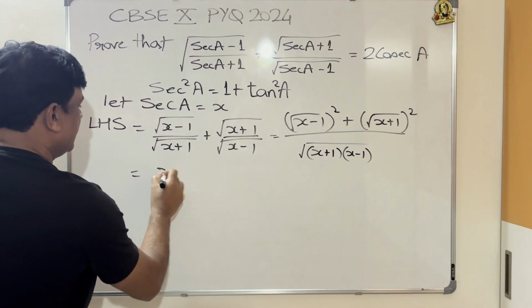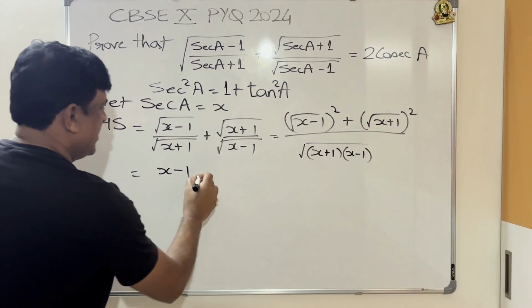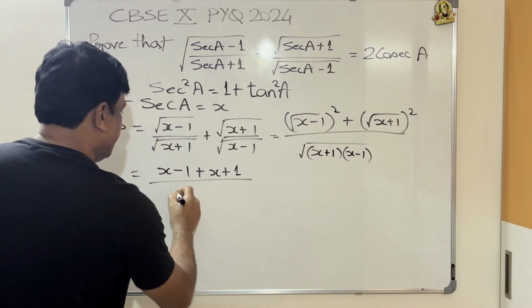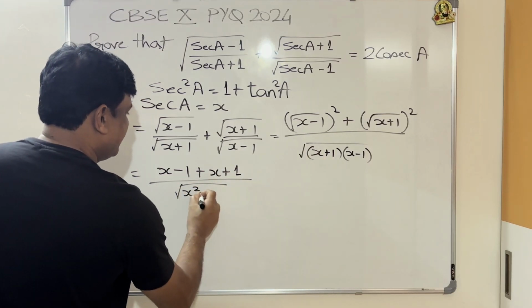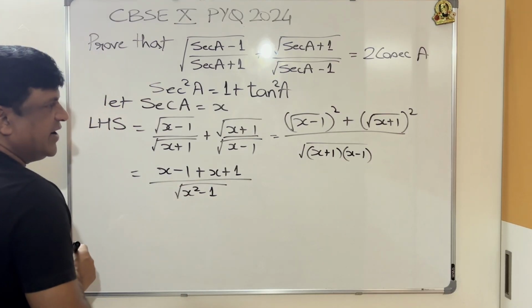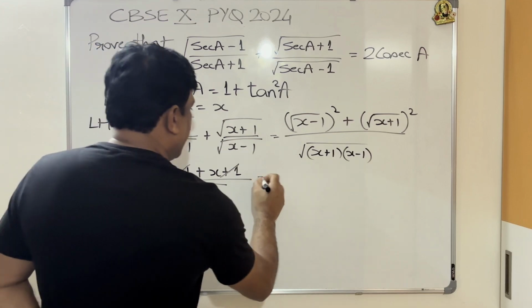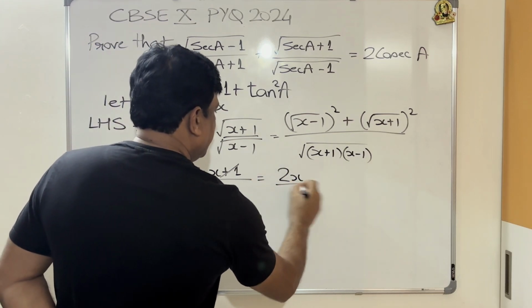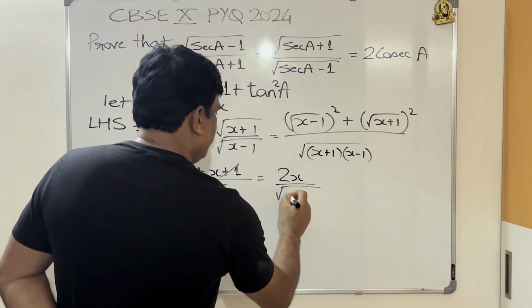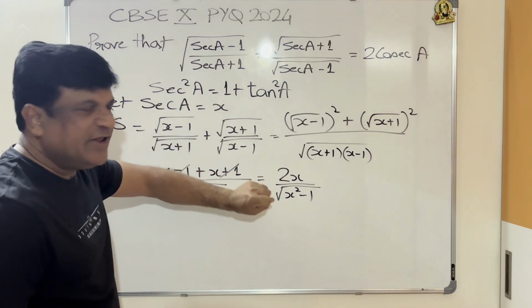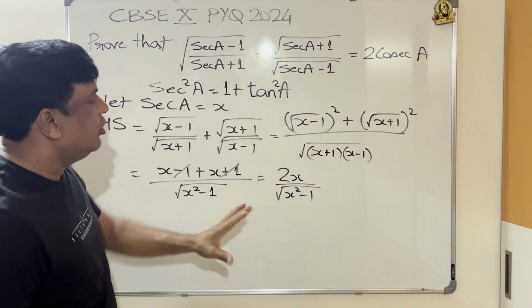Now go ahead and resolve that. What do you get in the numerator? It becomes x minus 1 plus x plus 1, and here it becomes under root of x squared minus 1. That is what it is. Now if you look at it, minus 1 gets cancelled. You get 2x divided by under root of x squared minus 1. So I brought it down into a very smaller format by removing all the roots.